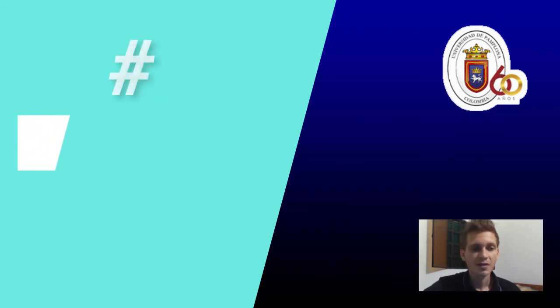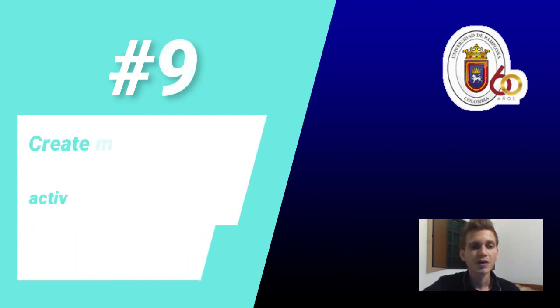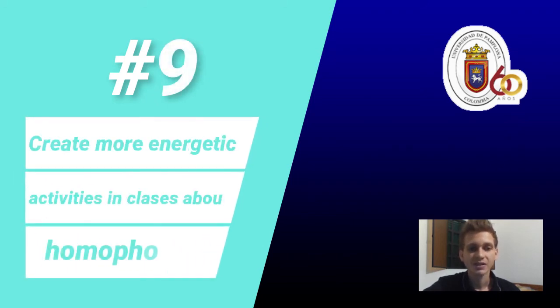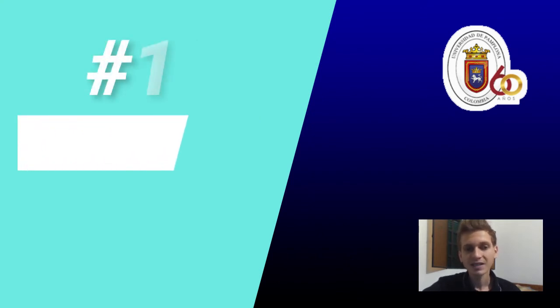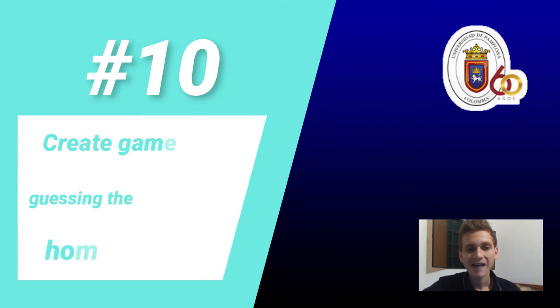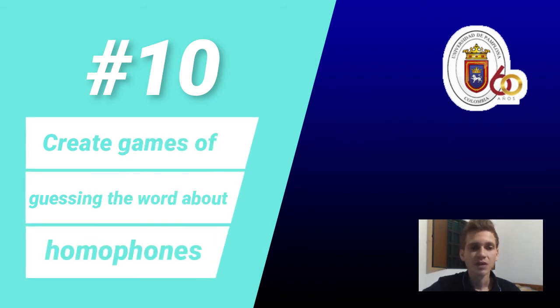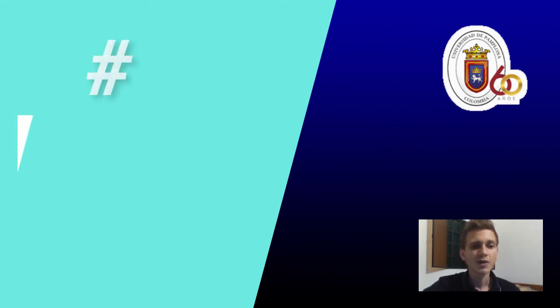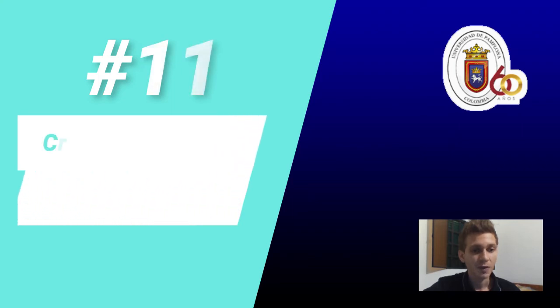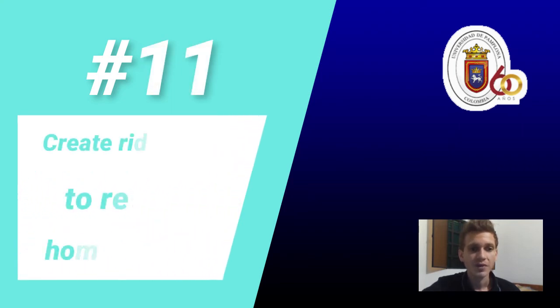The ninth one is to create more energetic activities in class, like reading sentences which use one of a pair of homophones. The students who write it correctly win. A similar activity can be having pictures that represent homophone pairs and the students have to guess. Then the next tip is that riddles can be another fun way to review homophones with your students.